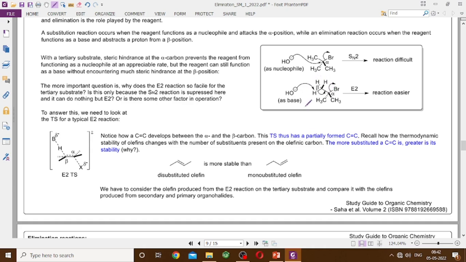if tertiary substrates are subjected to E2, then a more substituted double bond will form compared to a situation where less substituted secondary or primary substrates are subjected to the same E2 reaction. And we also know that a more substituted alkene is more stable than a less substituted alkene, like trans 2-butene is more stable than 1-butene. It is a disubstituted olefin, while 1-butene is a monosubstituted olefin. We know that this is due to hyperconjugation plus the I effect, etc.